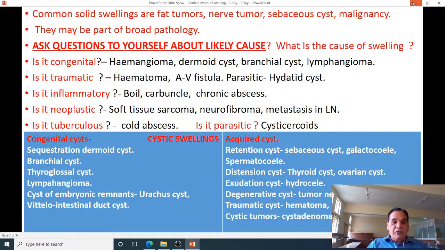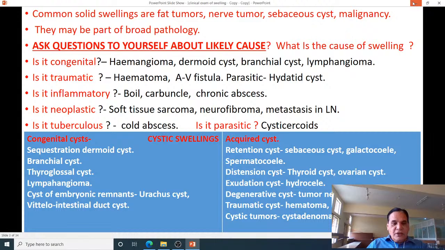Ask yourself whether it is neoplastic. You examine and you come to know that it is neoplastic. Your diagnosis is more easy. Commonest is SST, that is soft tissue sarcoma, neurofibromas, and metastasis in lymph node. The most common swelling in the neck is metastasis of the lymph node. So the answer is there.